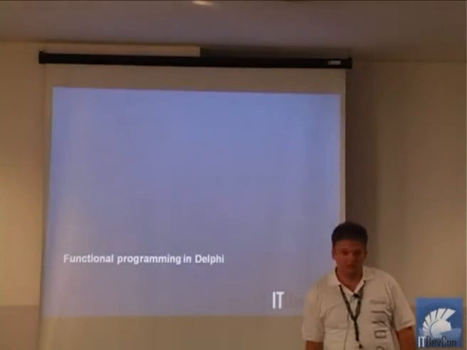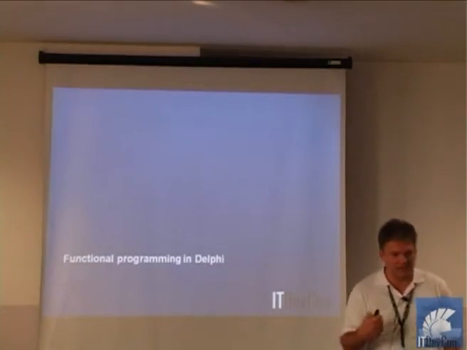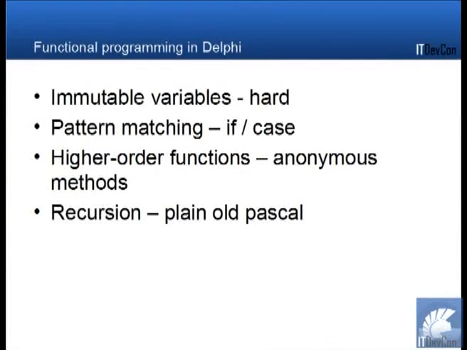The question is, what of this is of any use in Delphi? So immutable variables, hard. You can do, for example, a record which could be initialized only once, or you can implement a class which doesn't allow modification or something like this. But those are all hacks. And in my belief, Delphi is an imperative language, and we should keep most of Delphi and use it, but just take a few ideas from somewhere.